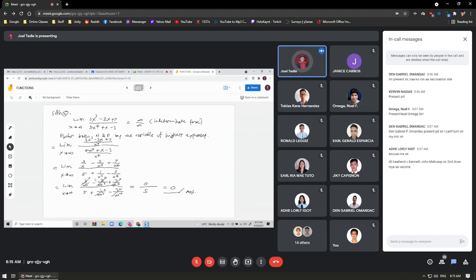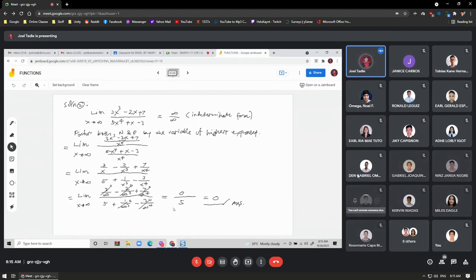So the limit therefore of this given function is equal to 0. 0 over 5 is 0, or 0 over any number is 0. So that's the answer for number 2.